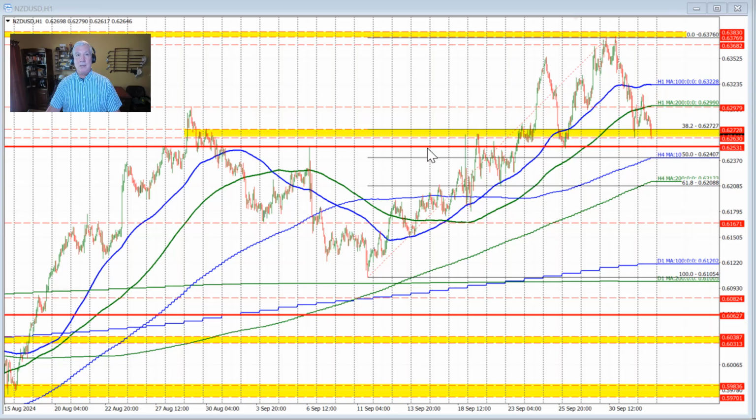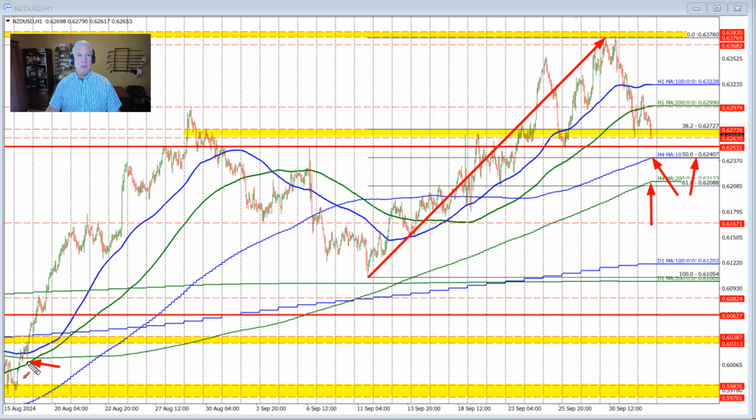Well, on the downside, we do have this swing area here, which comes in at 0.6253. Below that is probably a more important level. That level corresponds with the 100 bar moving average on the 4-hour chart. That's this blue line right through here. Also the 50% retracement of the last move to the upside from the September low to the September high. Both those levels come in at 0.62407. Get below that level, and we'll start to look toward the 200 bar moving average on the 4-hour chart.